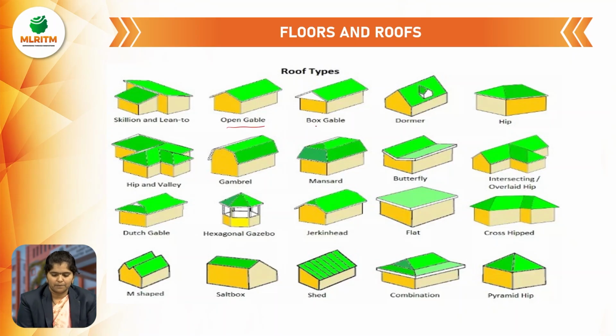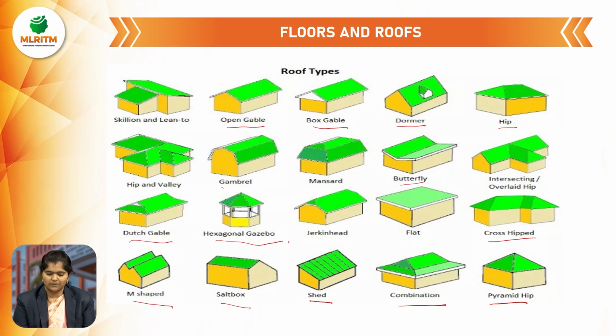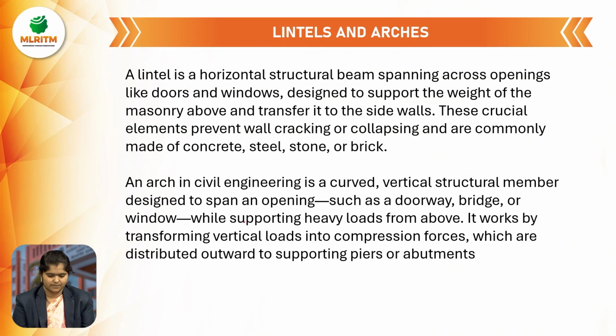Here: open gable, box gable, dormer, hip, butterfly. These are completely different types of roofs. So here: cross hipped, pyramid hip, combination, shed type, slat box, M shape, dash gable, hexagonal. So most of the roofs are constructed in different types. So these are the types of roofs.